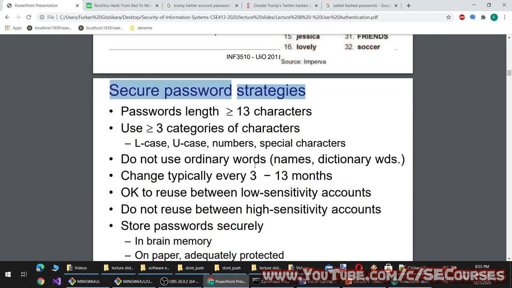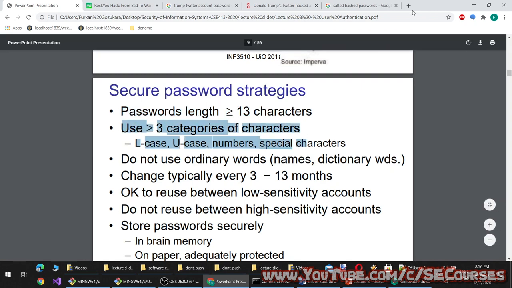Secure password strategies. Password length: 13 characters. So you should have a password that is at least 13 characters. We can also test this.